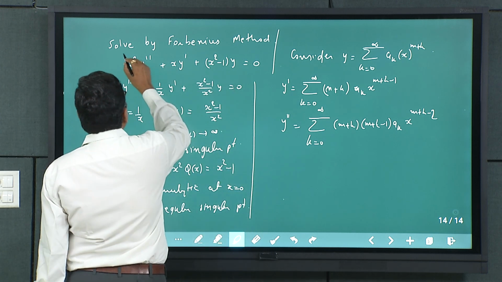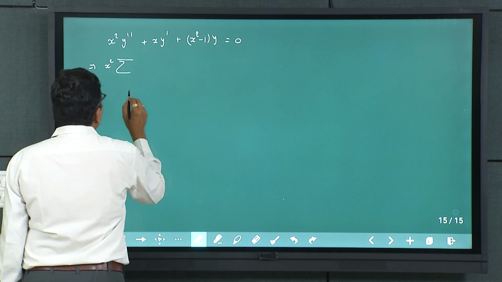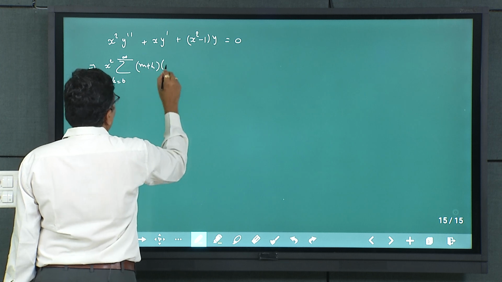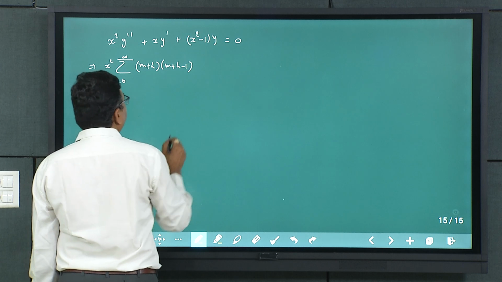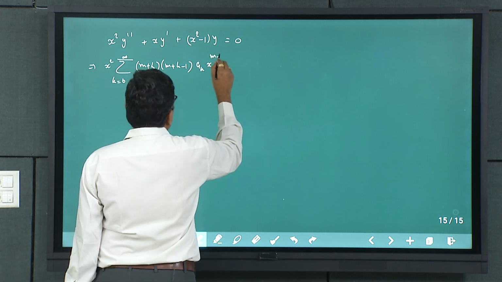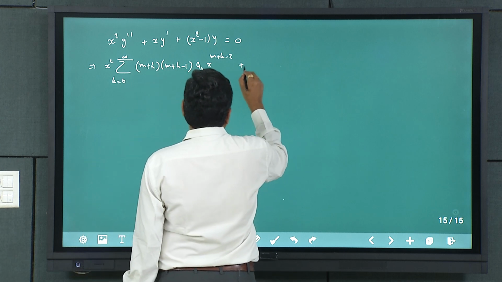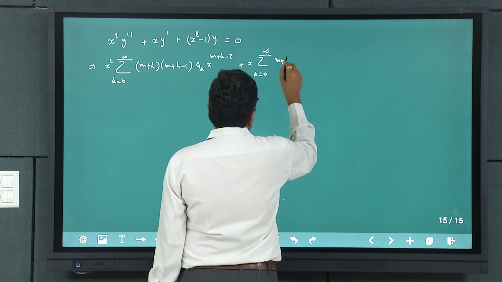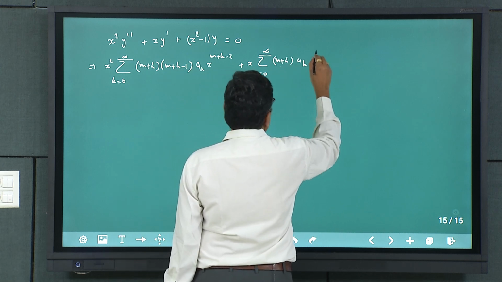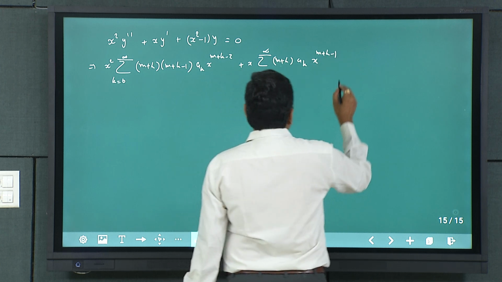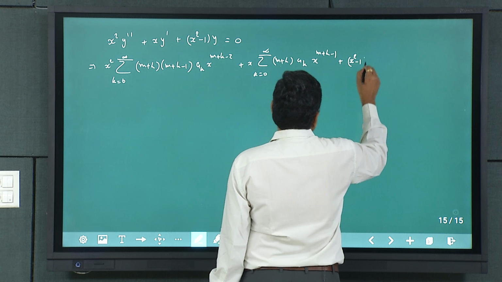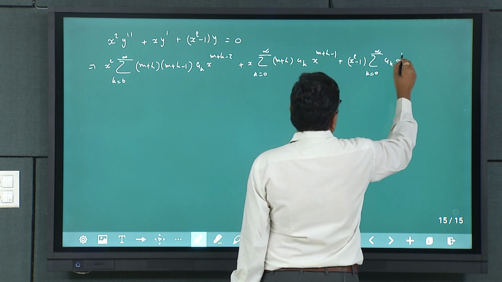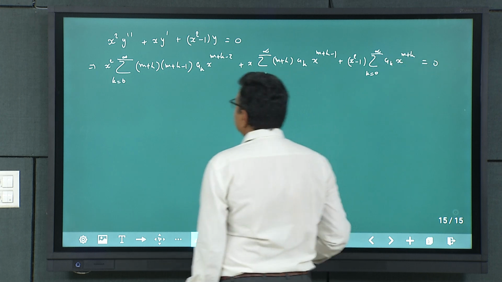Let us copy this equation. x square into sigma k is equal to 0 to infinity m plus k into m plus k minus 1 ak x raised to m plus k minus 2, plus x into sigma k is equal to 0 to infinity m plus k ak x raised to power m plus k minus 1, plus x square minus 1 into sigma ak into x raised to power m plus k, this is equal to 0, right.